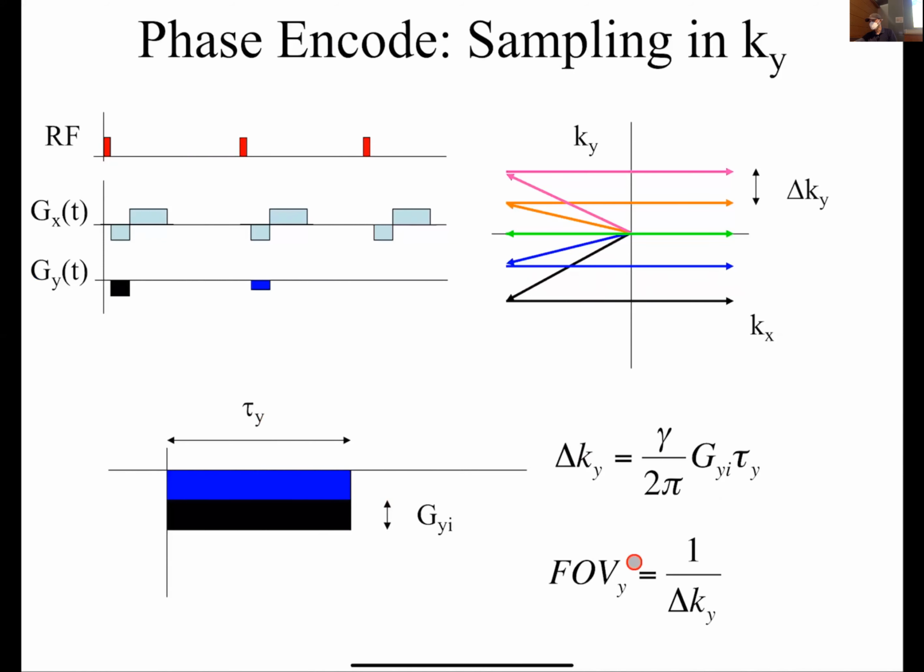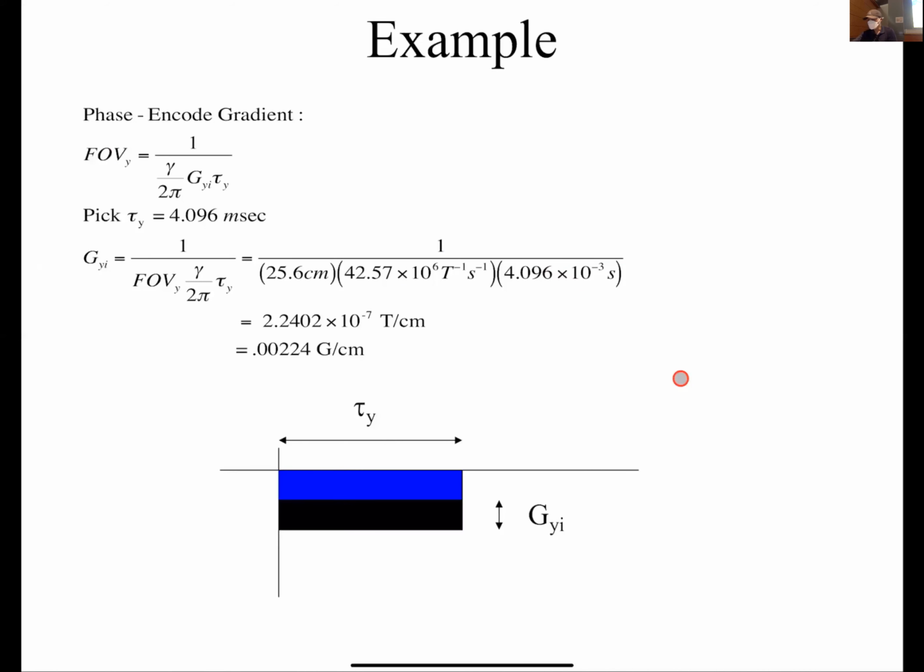And so given the FOV of y, we can always figure out delta KY and then solve for one of these two things. So let's take a look at this. In this case, we know the FOV is 25.6 centimeters, so we'll use that later. You're given that tau sub y equals 4 milliseconds.